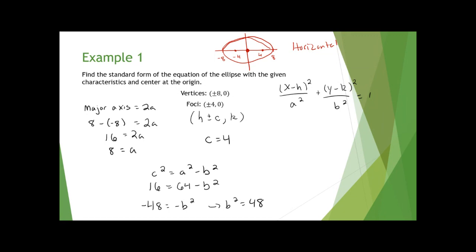And now we have everything we need to write our equation. X minus h is 0 because we're at the origin, so we have x squared over a squared, and a is 8, so a squared is 64, plus, and our k is 0 because we're at the origin, so that's y squared over 48. Notice I don't have to take the square root or anything, so you don't have to worry about that. And that's equal to 1. Once you figure out all your values, it's not so bad. The hard part is probably figuring out what a, b, and c are and making sure you have all three of those so that you can write your equation.